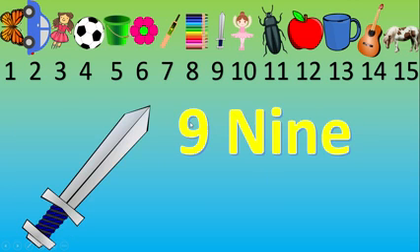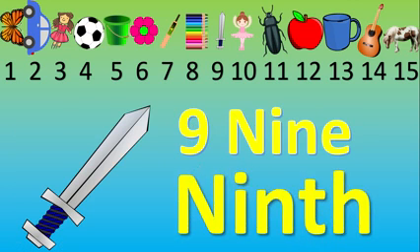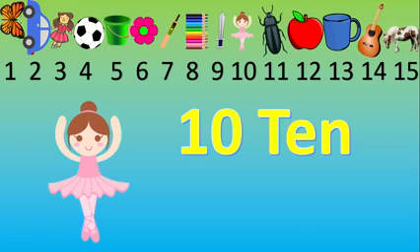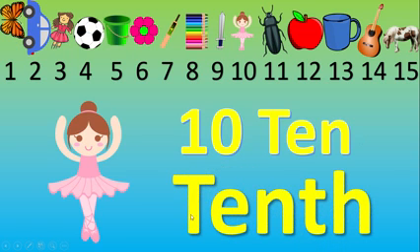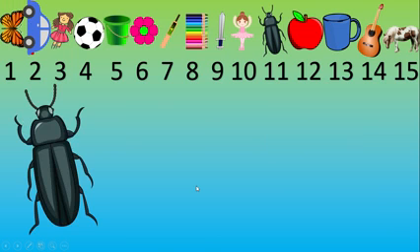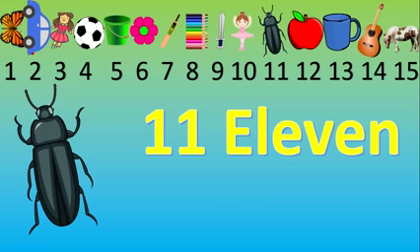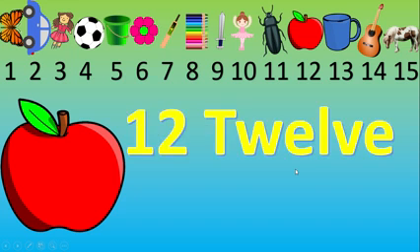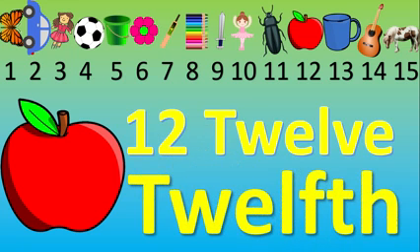The sword is number 9 in line, so it is ninth. The E falls away, and we replace it with a TH. The ballerina is number 10, so she is 10th in line. T-E-N, 10th. Then we have the beetle, which is number 11 in line, so it is 11th in line. E-L-E-V-E-N, 11th. The apple is number 12, so it is 12th in line.